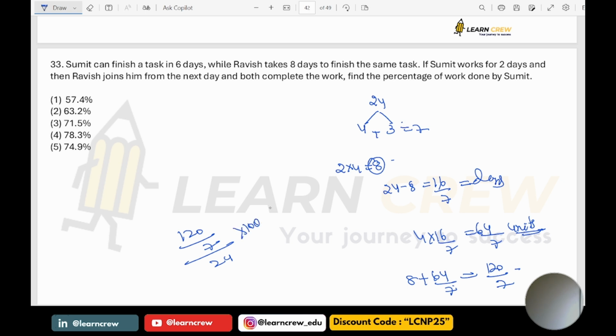Out of total work 24, how much percentage? 24 5s are 120. So what is the answer here? 5 by 7. 5 by 7 means 71.43, which is 71.5 approximately. So the answer is 3.